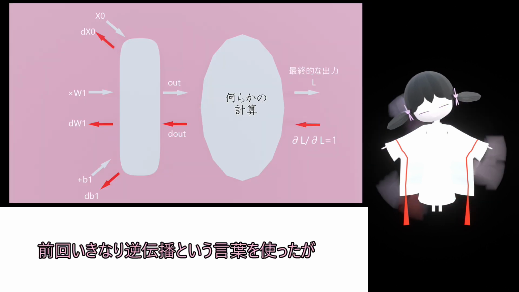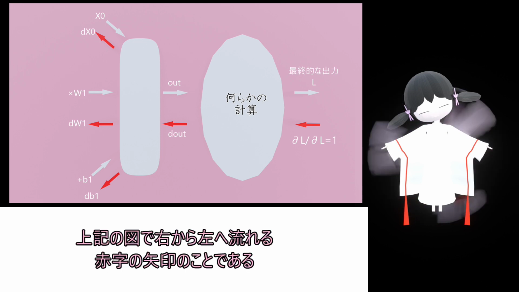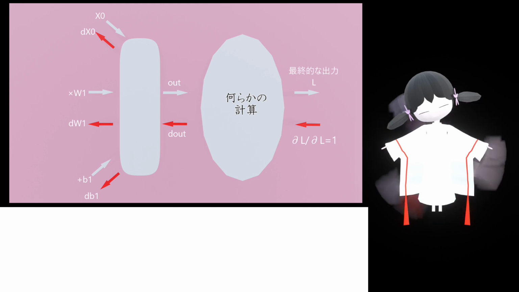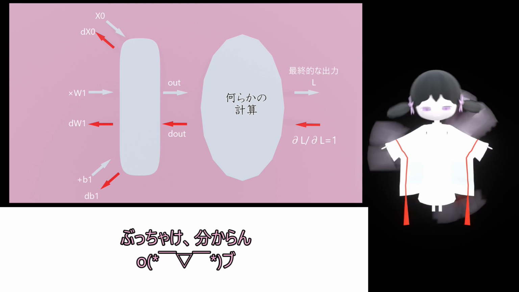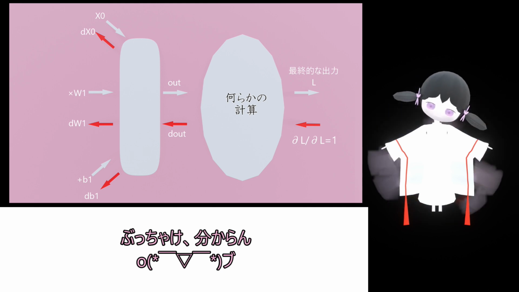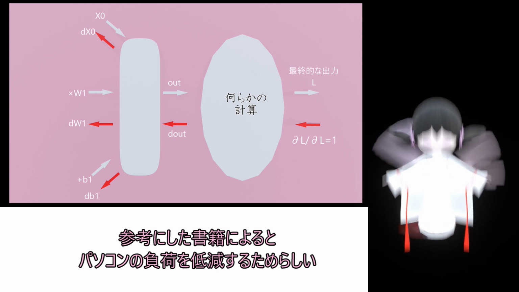Last time I suddenly used the term backpropagation. The flow, from right to left, indicated by the red arrow. Why do we consider backpropagation? Frankly, I don't understand. According to the book, this is to reduce the load on the computer.